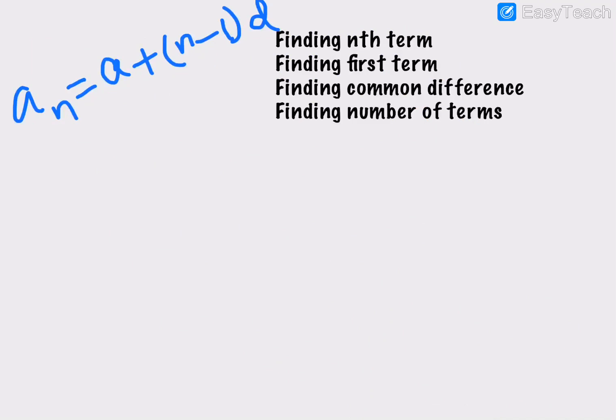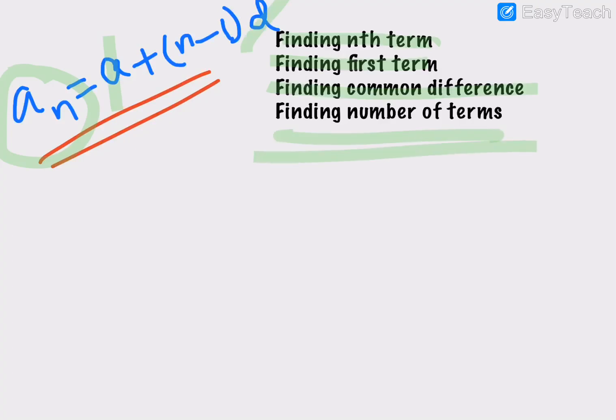So again, let me repeat, using this one particular formula, we are doing four things, that is finding the nth term, that is directly finding an, finding the first term, that is finding a, finding the common difference, that is finding d, and finding the number of terms, that is n. So using one formula, four different types of questions may arise, and other than these four types, we have two more types of questions that we will be discussing in our next class. Today our prime concentration will be finding the number of terms.